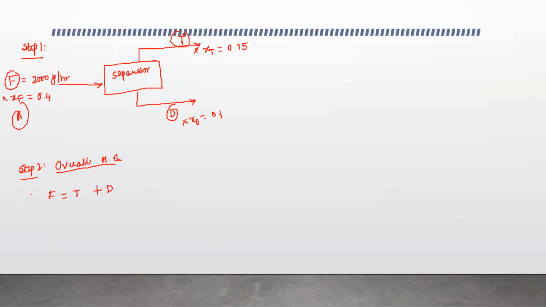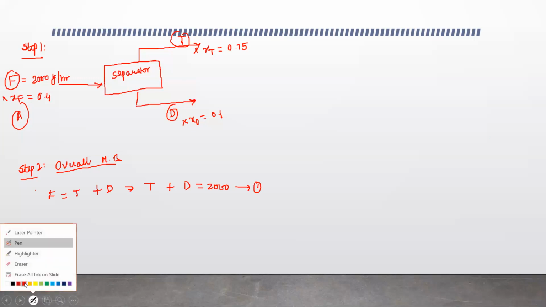So this is the first equation that you'll make, which is the overall material balance. Since F is 2000, therefore we have T plus D is equal to 2000 kg per hour. That is my equation number 1. This equation is for overall material balance.